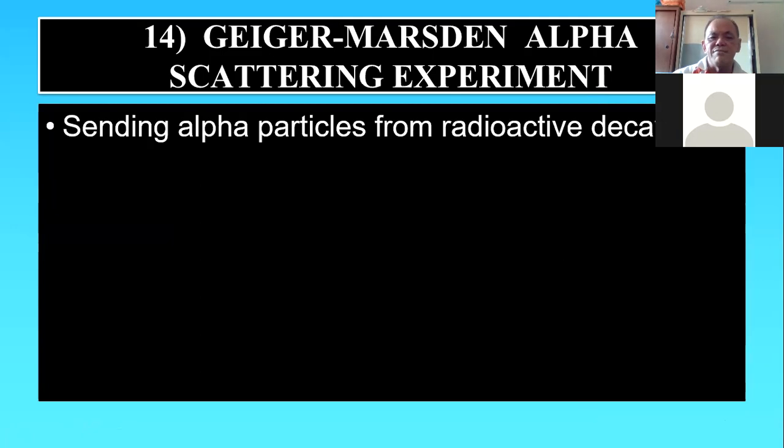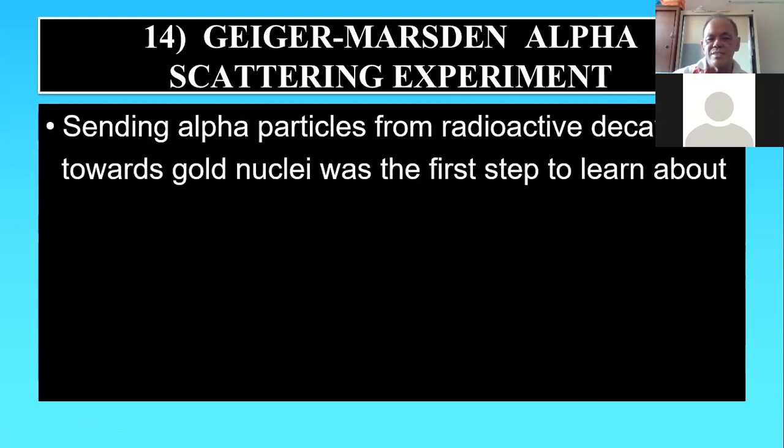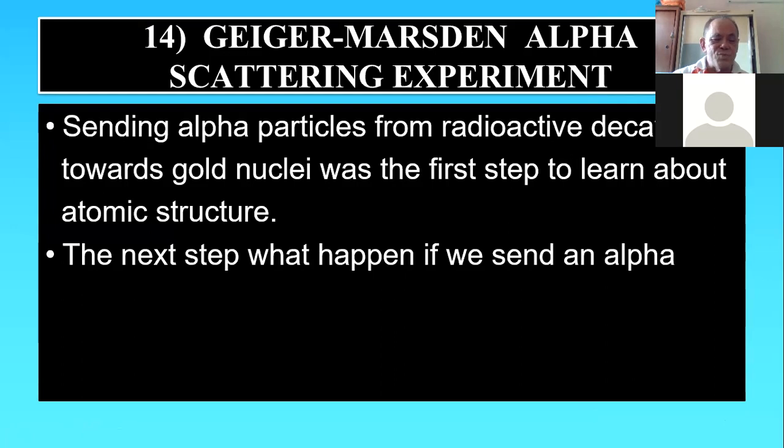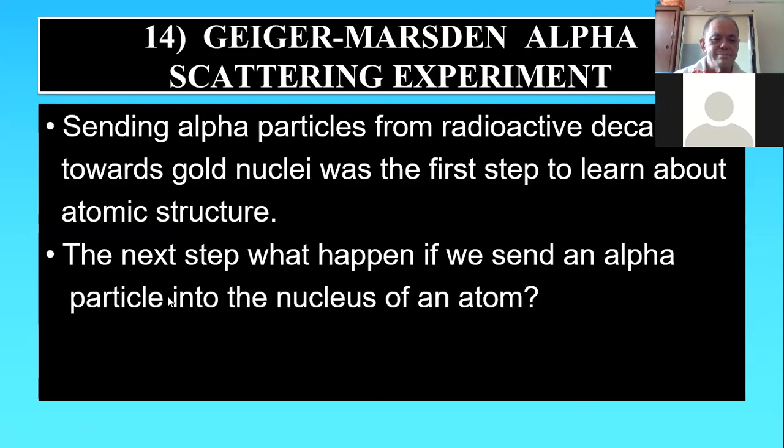Geiger Marsden scattering experiment. We send alpha particles from radioactive decay towards the nucleus. It's the first step to learn about atomic structure. Of course, we don't want to stop there. We are interested in the nucleus. The next step: what happens if we send an alpha particle into the nucleus of the atom?